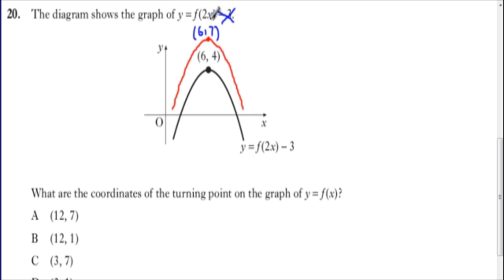Now f of 2x, from the original graph. To get from f of 2x to f of x, because the 2 is multiplying the x in the brackets, the original x coordinates in the graph will all have been divided by 2. So this point 6, 7 will have come from the point 12, 7. And this will have been the turning point on the original graph y equals f of x. So our answer is A.